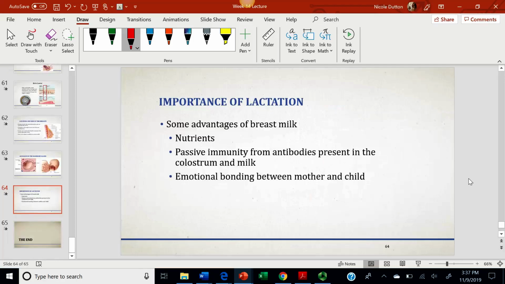Advantages of breast milk: nutrients, the passive immunity from antibodies that are present in the colostrum in the milk. It's IgA antibody, and the emotional bonding between the mother and the child.